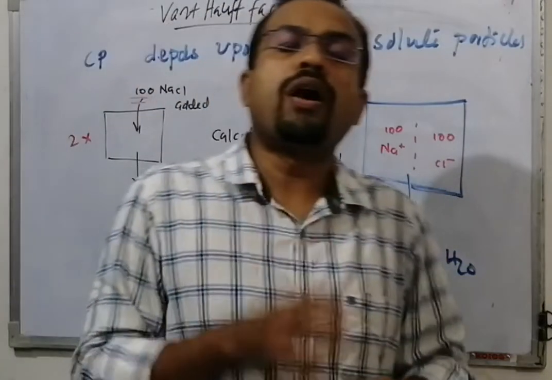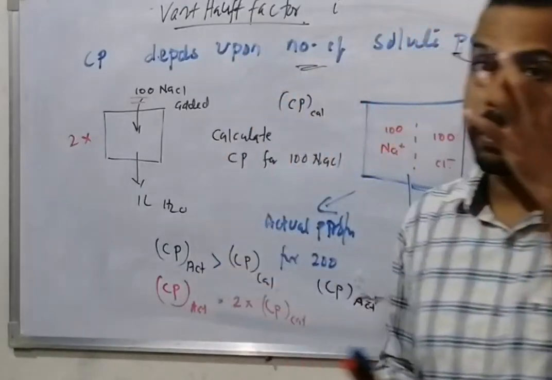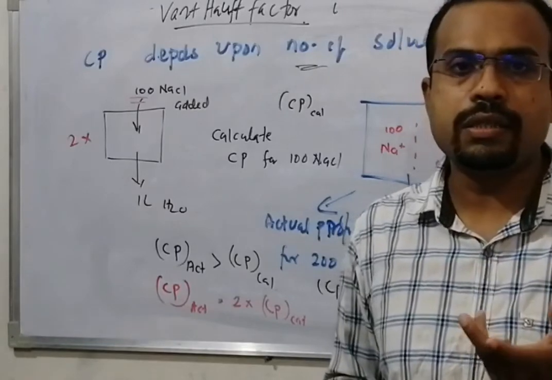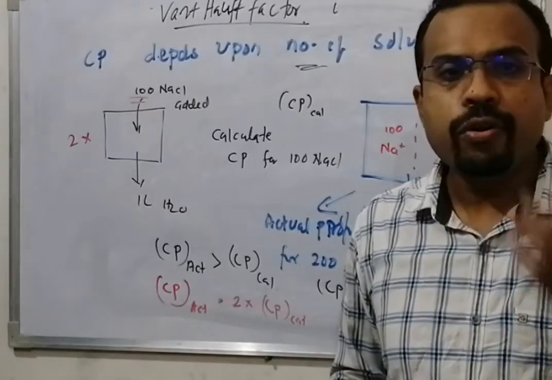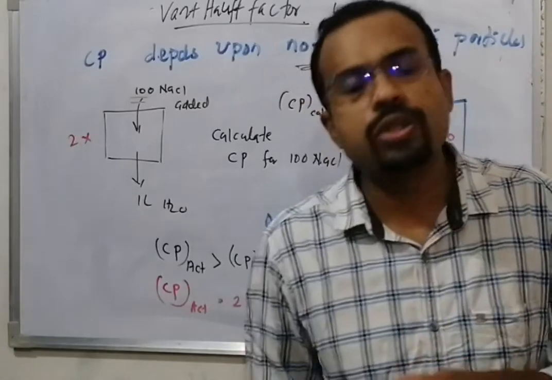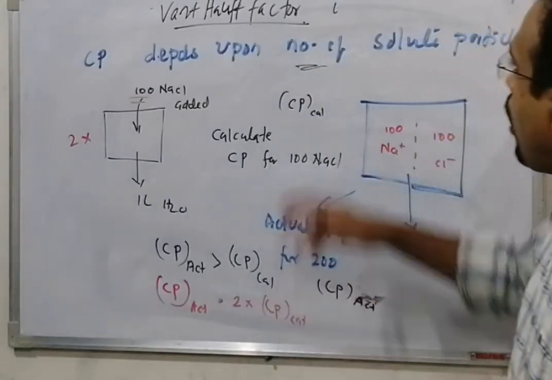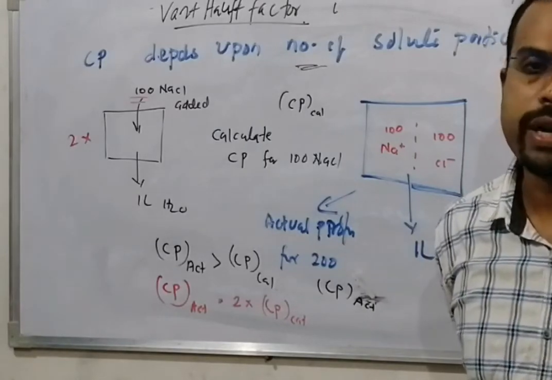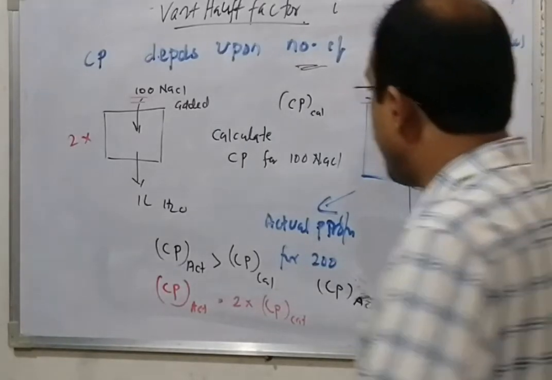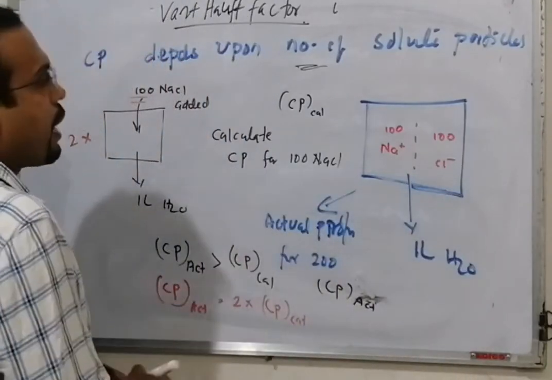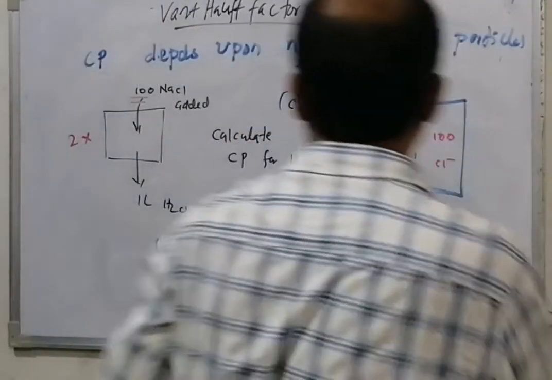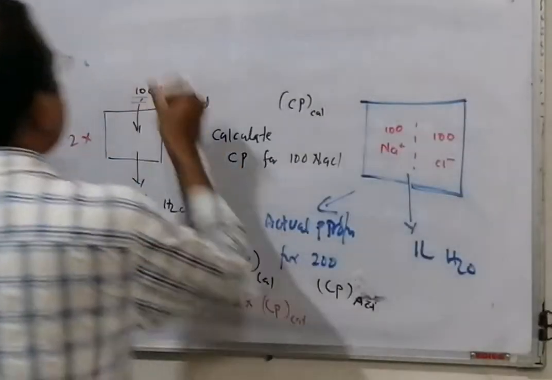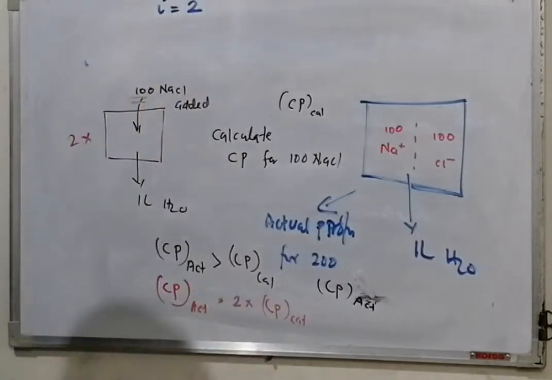This phenomenon was observed by van't Hoff. Therefore, van't Hoff, the scientist, suggested that before doing any calculation of colligative properties, you have to take care of the van't Hoff factor. The van't Hoff factor of this sodium chloride is now 2.